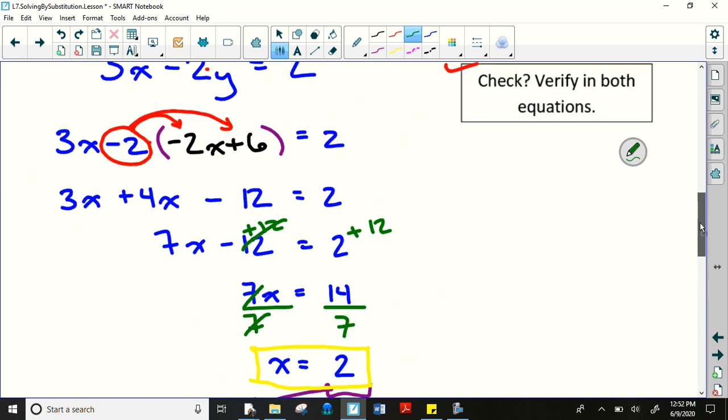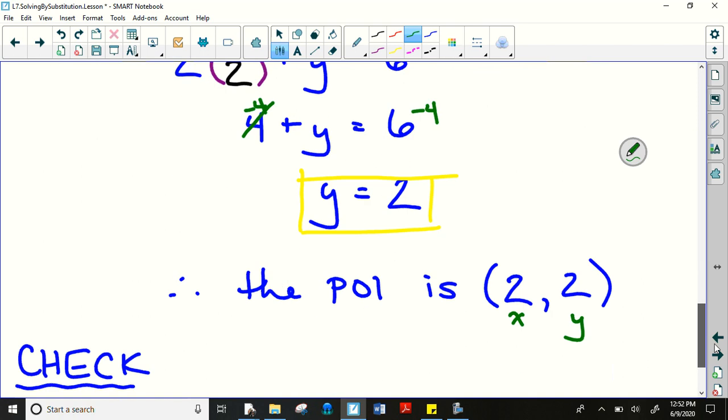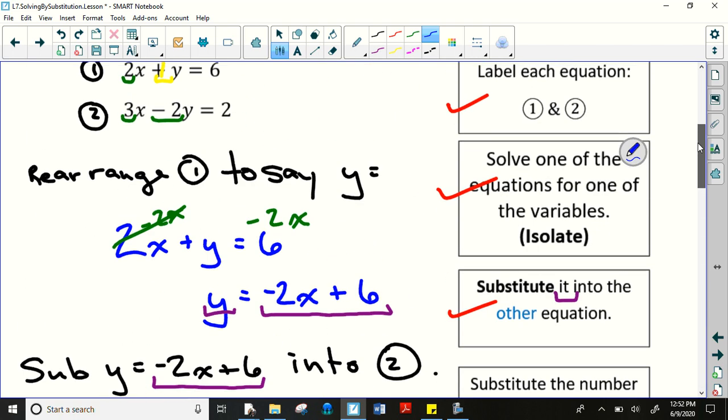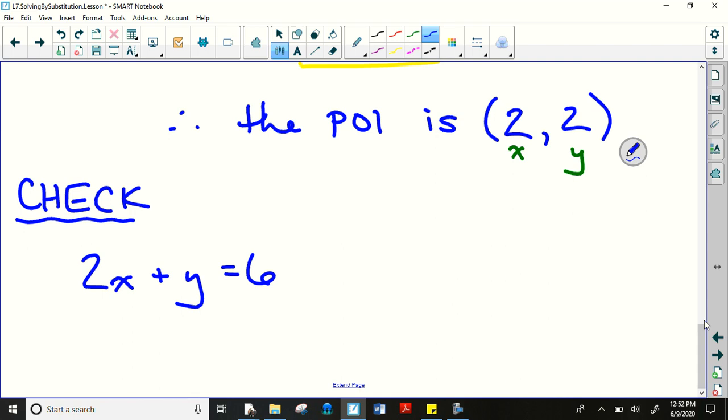So if I go back up to my first equation, that first equation is 2x plus y equals 6. And the second equation is 3x minus 2y equals 2.